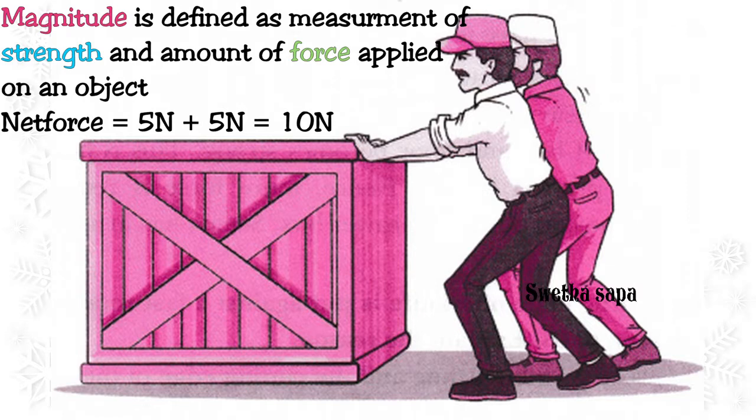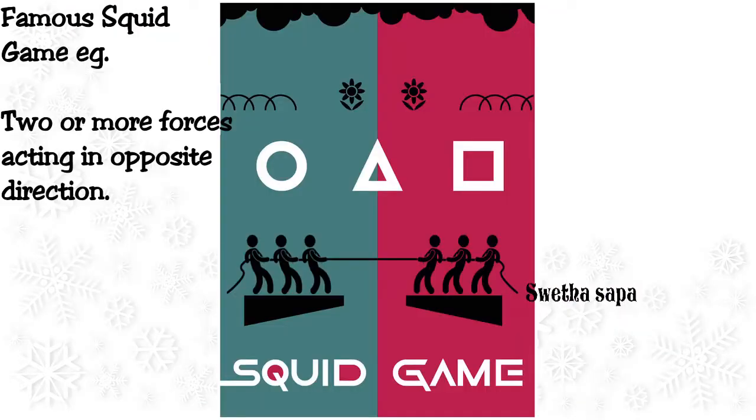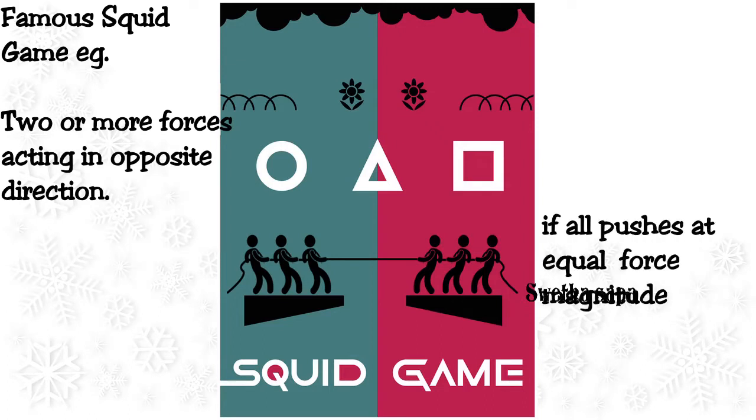Here, if you see, one person applies a force of 5 newtons and another person 5 newtons, finally the resultant magnitude will be 10 newtons. That is, the net force is equal to 10 newtons. So next is opposite direction. As you can see in the famous Squid Game web series, if two persons are pulling the rope from opposite sides, the net force, the magnitude, will be 0.